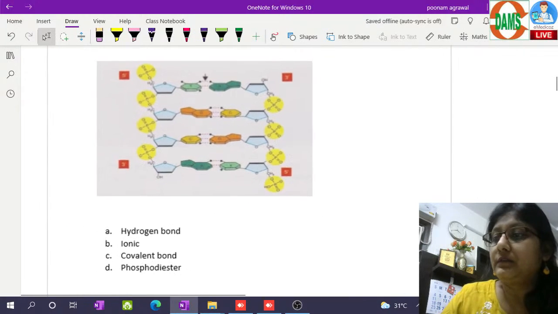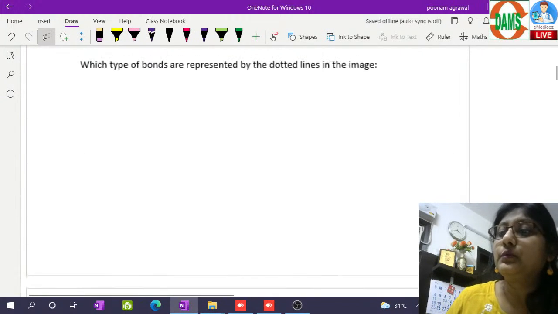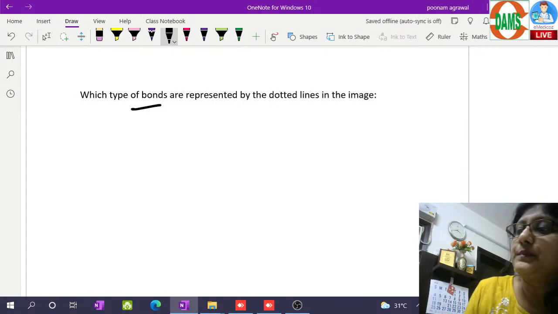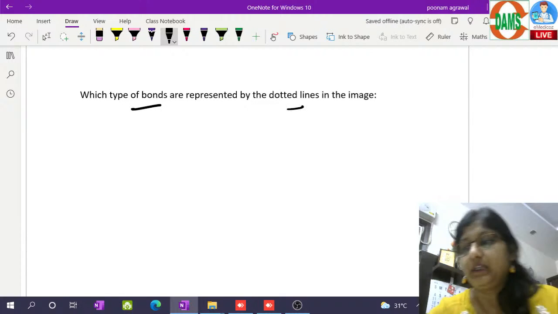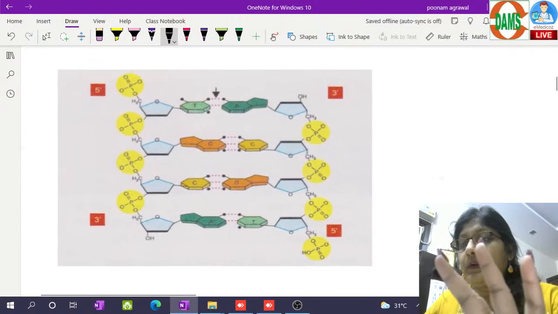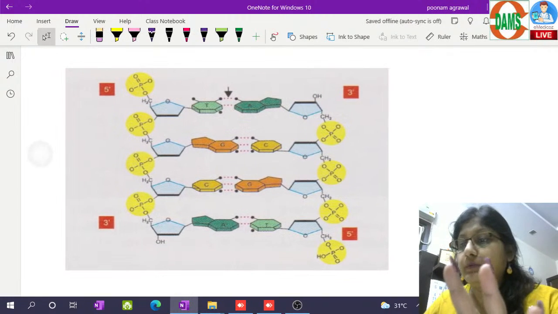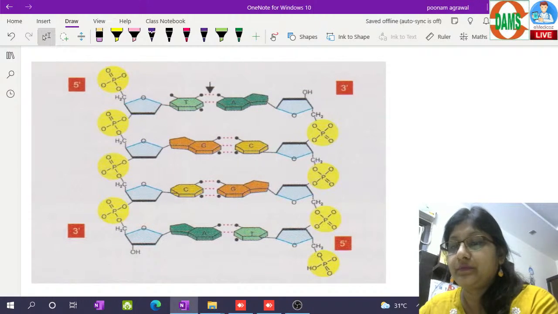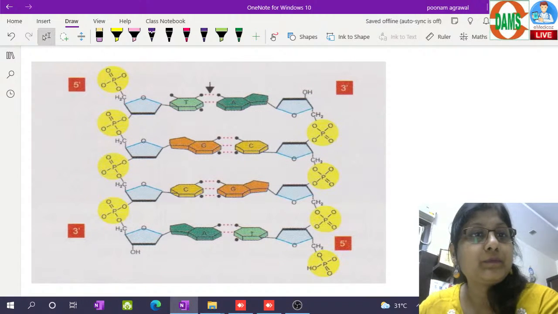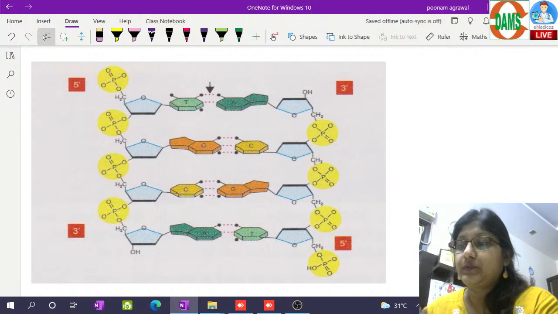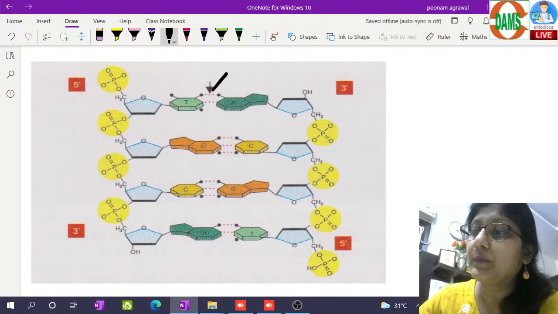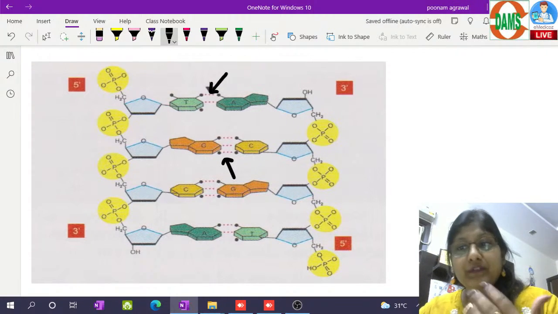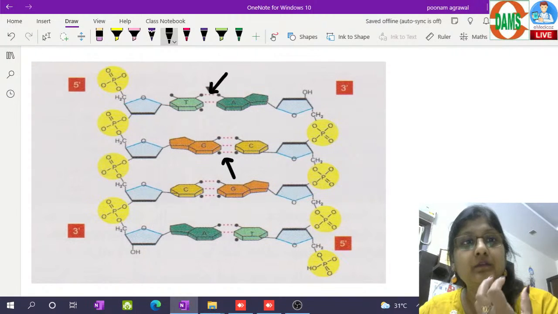Now this is the question, and they're asking you which type of bond is represented by the dotted line in the image. Now what is this structure? Abdul, can you just tell me what structure this is? Can you make some sense out of this structure? Nitin, tell me, what structure is this? They're asking you what the bond is which is represented by these dotted lines. So first of all you have to identify this structure.